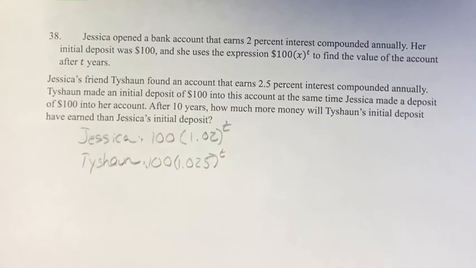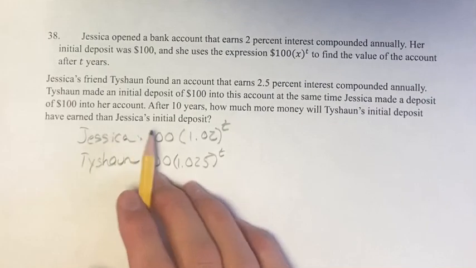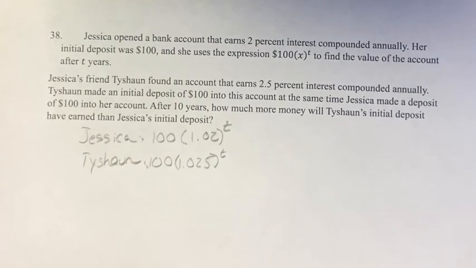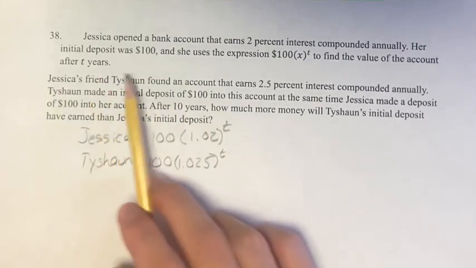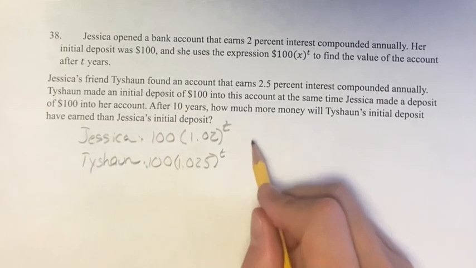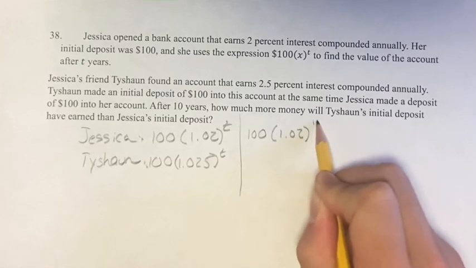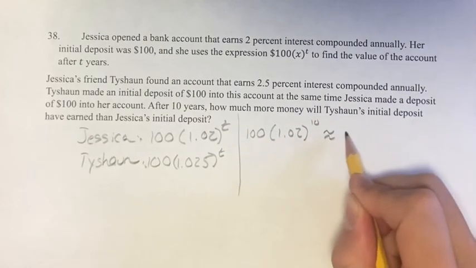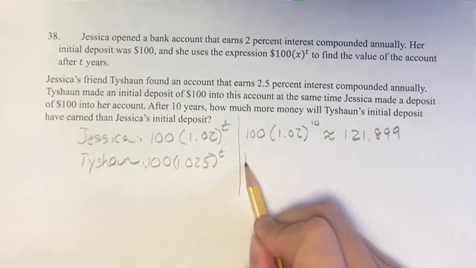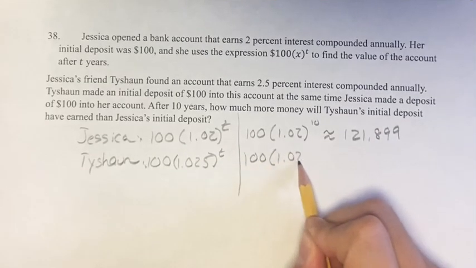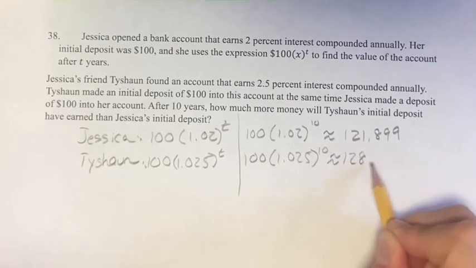So, we are asked, after 10 years, how much more money will Tyshaun's initial deposit have earned than Jessica's initial deposit? So what we want to do is calculate for t equal to 10, since t is the number of years and we're looking at 10 years. So we have 100 times 1.02 to the 10, which is going to come out to roughly 121.899. And then for Tyshaun, same thing, 10 years, just with a different interest rate, and that's going to come out to roughly 128.008.